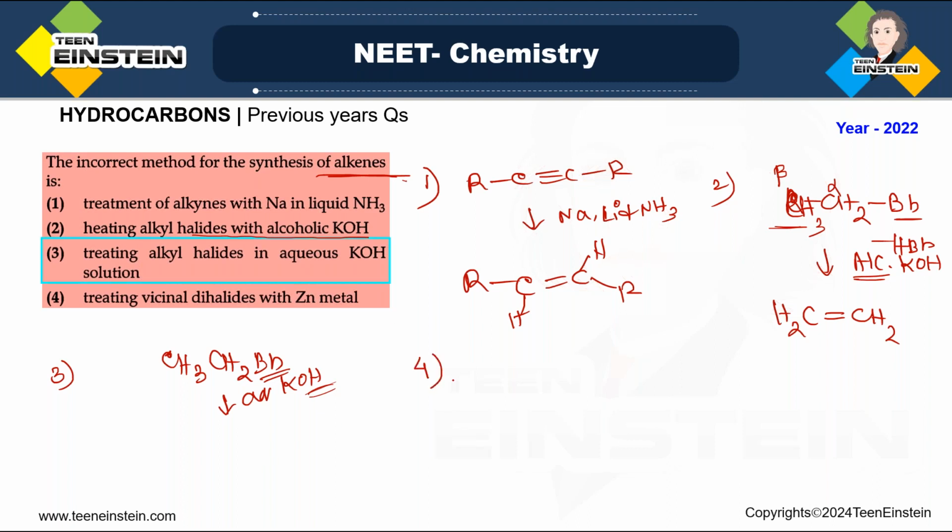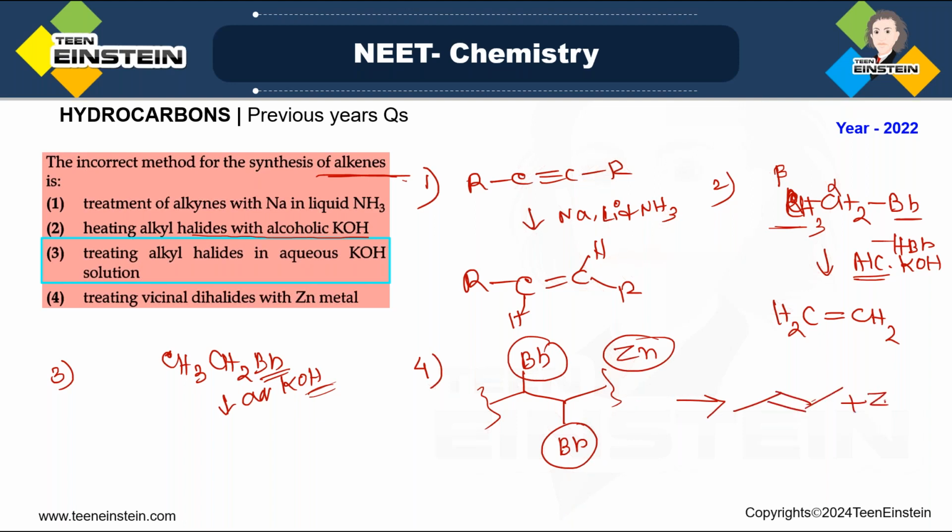But what is the problem with 4? Vicinal dihalide. Vicinal dihalide means at the 1 and 2 positions you will have halogens, and on this side any group. Now when you are using zinc, these two Br along with zinc together will make ZnBr2 and you will get a double bond. This is also a method for alkene preparation. Only the third method is giving you a substitution product, not an elimination product, and that is why it is not the correct method for synthesis of alkenes. We'll go to the next question.